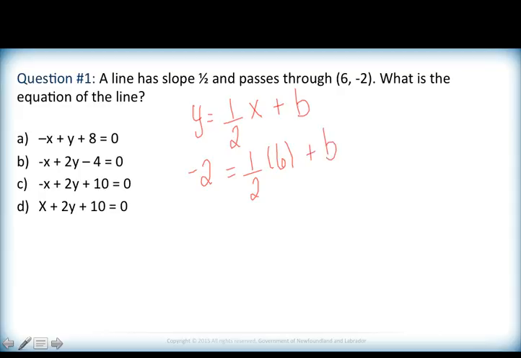So 1/2 times 6 will give us 3 plus b. We continue solving this algebraically. Subtract 3 on both sides. That will give us -5, which equals b. Now, of course, we can't just stop there. We're going to have to go back and rewrite the slope-intercept form as y equals 1/2 x subtract 5.